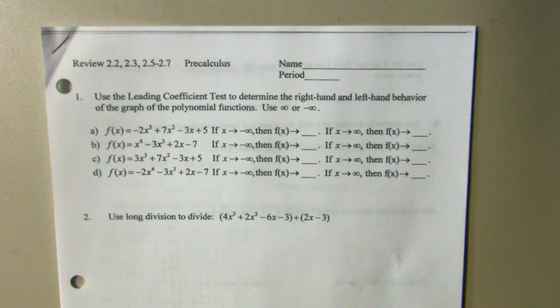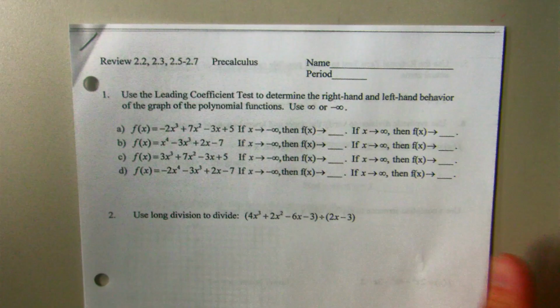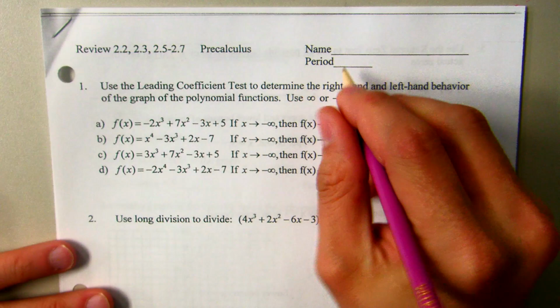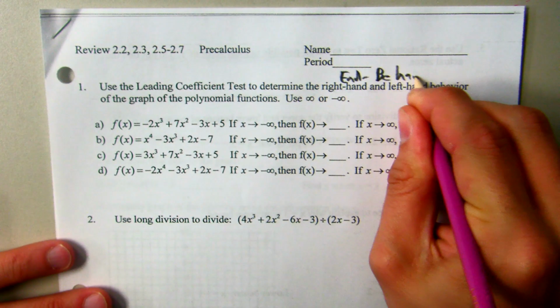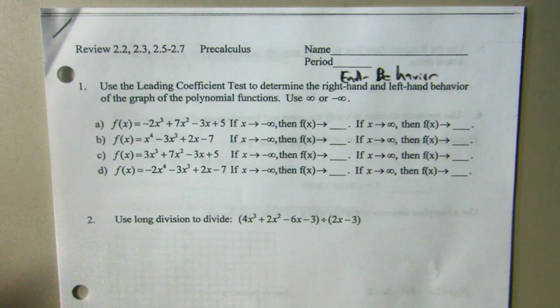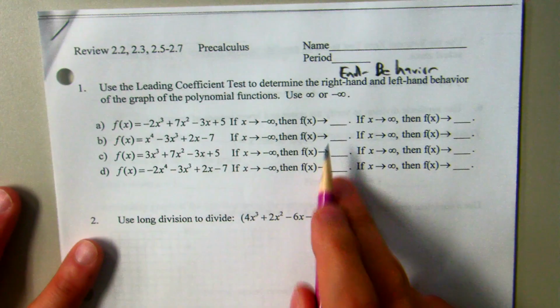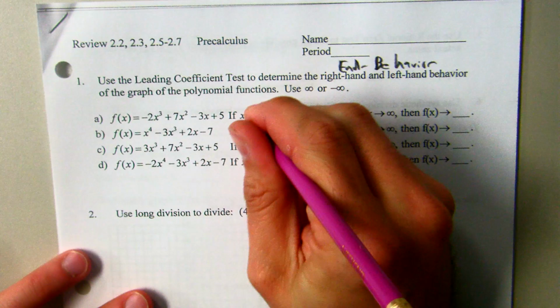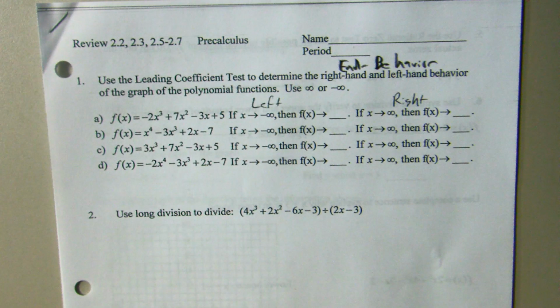So question 1, leading coefficient test. The purpose of the leading coefficient test is to determine the end behavior of a polynomial function. So it tells us what's happening to the far left and far right of the graph. As x goes to negative infinity, this would be the left side of the graph, and as x goes to positive infinity, this would be the right side of the graph.